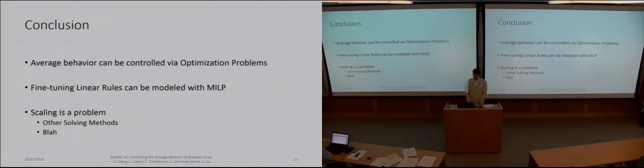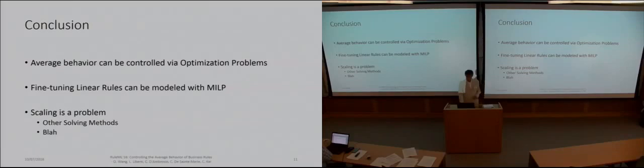So to finish, I'll just resume, go over what I said. So average behavior can be controlled via optimization problems. So this applies for business rules programs, but this could also apply to basically any program. So it's a kind of program analysis method.